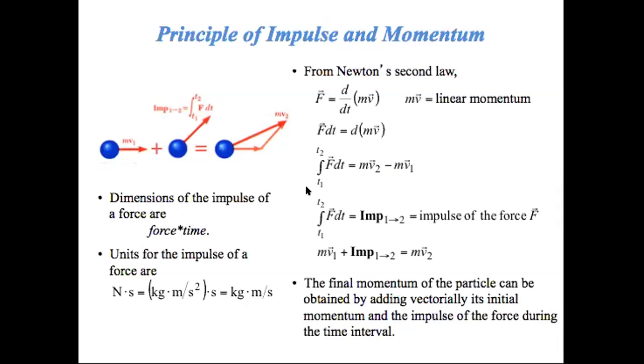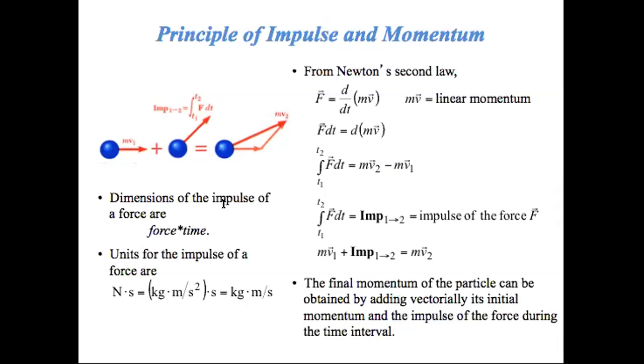The term on the left is called the linear impulse, and mass times velocity is the linear momentum. This equation is called the principle of impulse and momentum. What is the principle of impulse and momentum? The impulse applied to an object during an interval of time is equal to the change in the object's linear momentum.